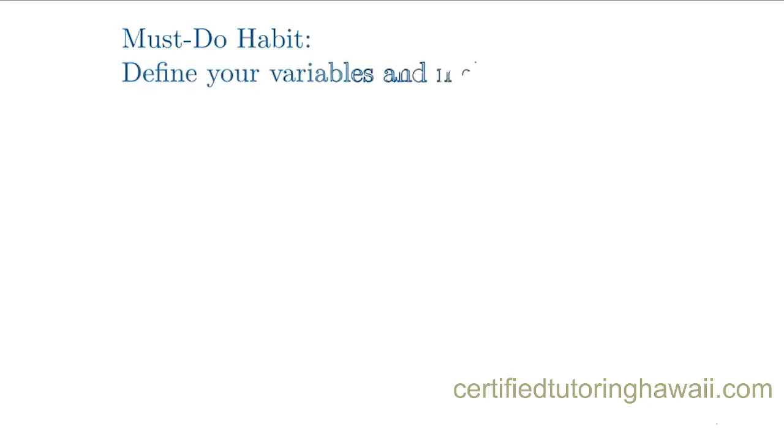Before we calculate anything, there's a crucial step that is a must-do habit for AP Precalculus: defining your variables, including their units. This helps you think clearly and avoid errors. Always define your variables. Think about which variable is independent, or the input, and which is dependent, or the output. The output depends on the input. Then assign appropriate units. Let's work through an example.